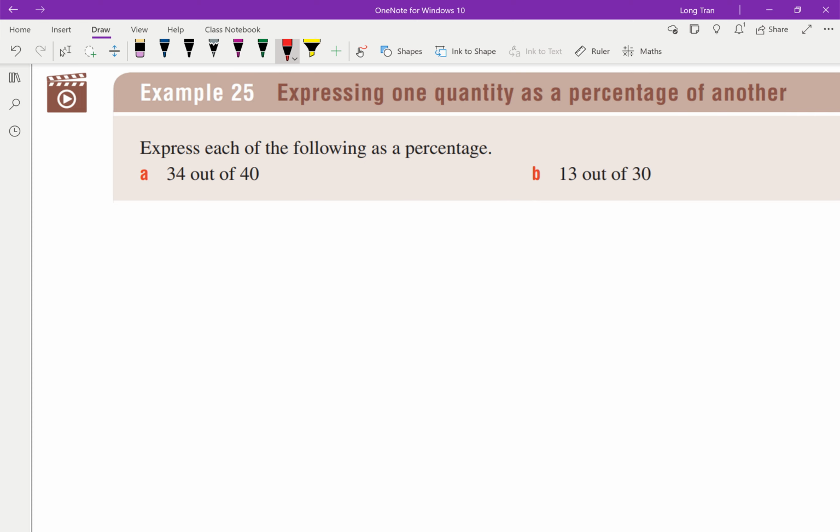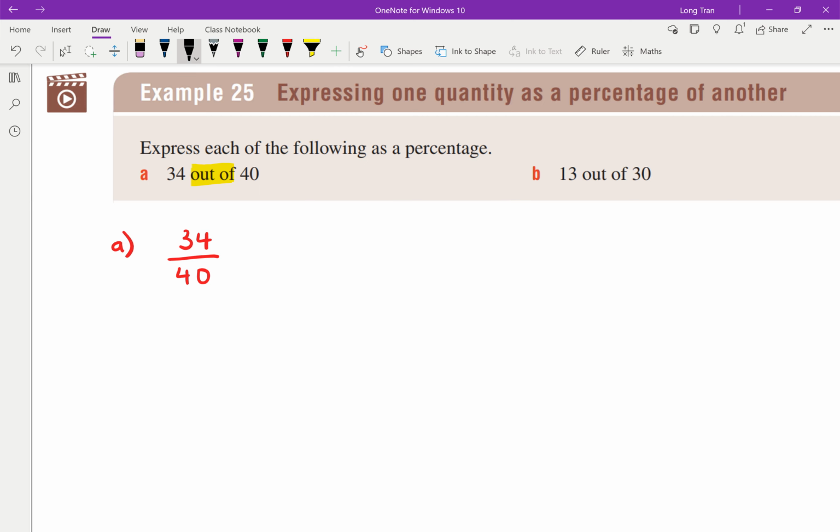Well, you start off with A, question. 34 out of 40 is the same thing as saying 34 over 40. Okay, so the word out of, that's the same thing as saying over. Okay, because it's 34 over the total, which is 40. Now, you've got yourself a fraction there. 34 out of 40.